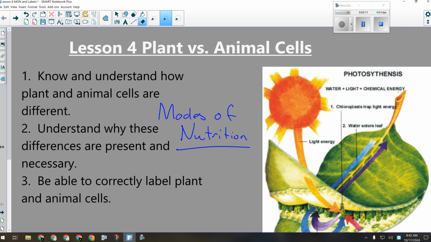For an animal, it's by eating other things. For a plant, it's by carrying out photosynthesis. For a fungus, it's eating other things. Because that's in fact what they do. All right.